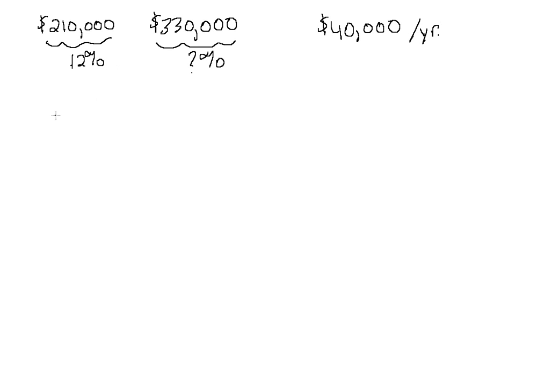Let's remind ourselves what a standard form equation looks like. We have AX plus BY equals C. This is our standard form equation. So let's go ahead and label some variables that we're given. We're given $210,000 and $330,000.